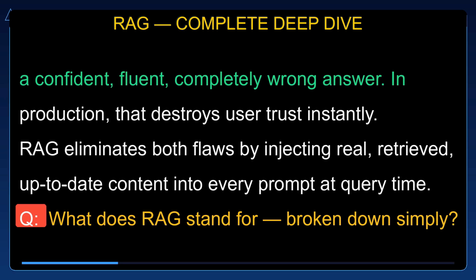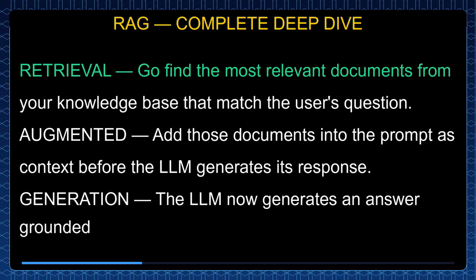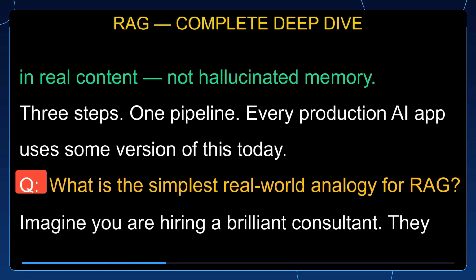Q. What does RAG stand for? Broken down simply: retrieval. Go find the most relevant documents from your knowledge base that match the user's question. Augmented. Add those documents into the prompt as context before the LLM generates its response. Generation. The LLM now generates an answer grounded in real content, not hallucinated memory. 3 steps. 1 pipeline. Every production AI app uses some version of this today.